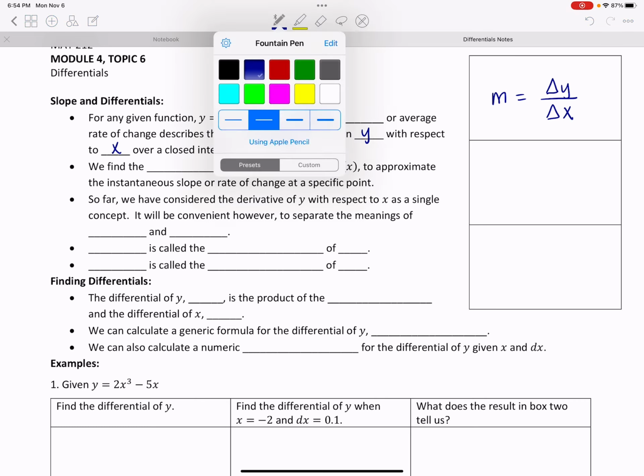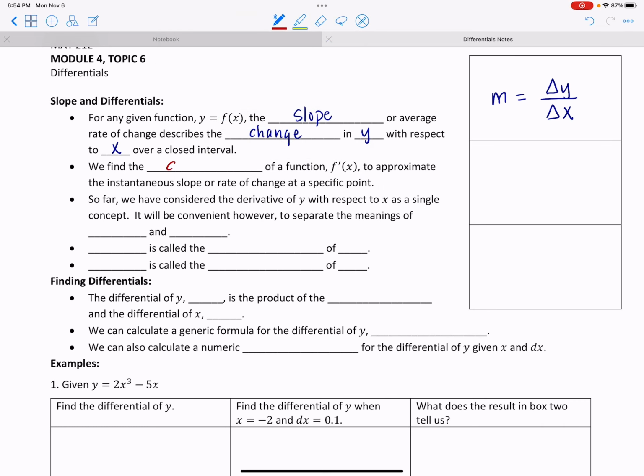And then we talked a whole bunch about derivatives, and we know that when we find a derivative of a function, we call it f prime of x and many other things, but what we're doing when we find that derivative is we are approximating the instantaneous slope, or the instantaneous rate of change at a specific point. So we're taking the closed interval and we're making the distance between the two x values get infinitely small to find that instantaneous rate of change at a point.